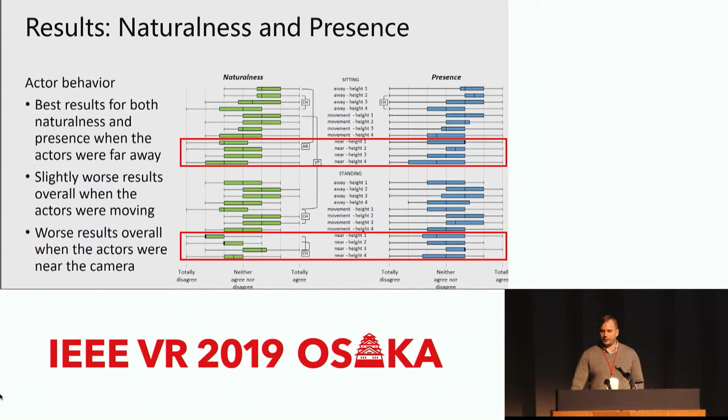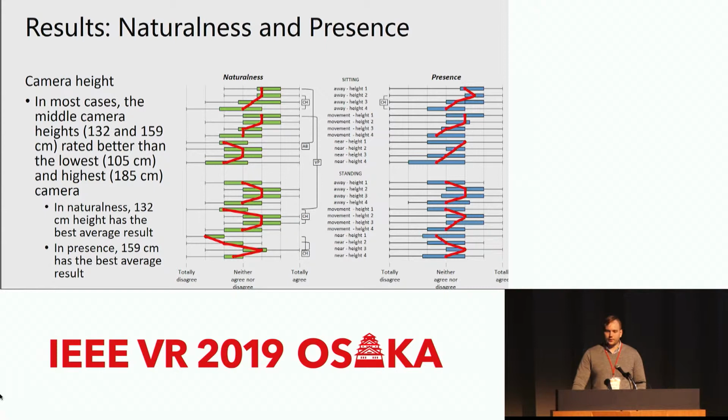With regards to camera height, we can see that in most cases, the two middle cameras, which are 132 and 159 centimeters, performed better than the highest and lowest cameras. Overall, the 132 centimeter height was rated the best in terms of naturalness, and the 159 centimeter camera was rated the best in terms of presence. Therefore, overall, these two middle cameras performed equally well.